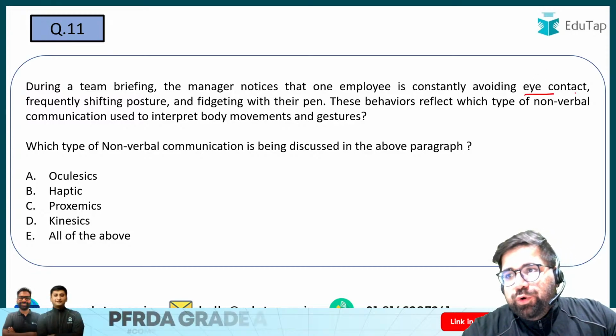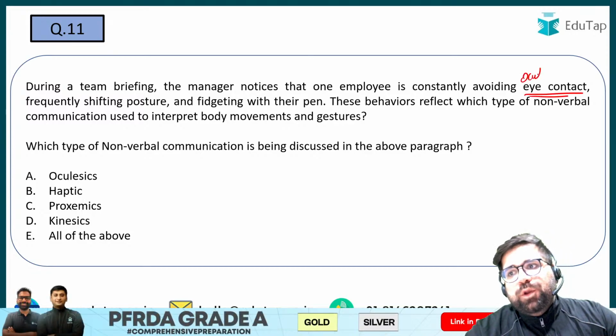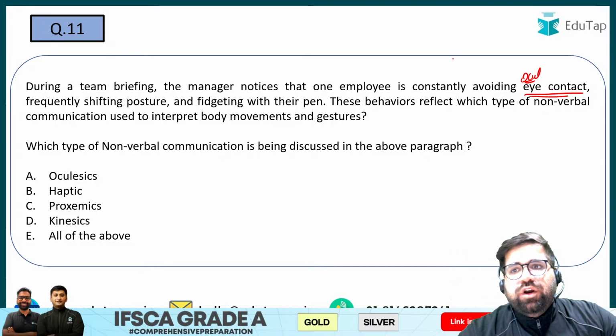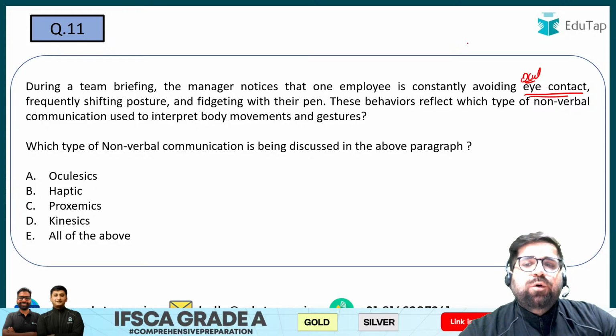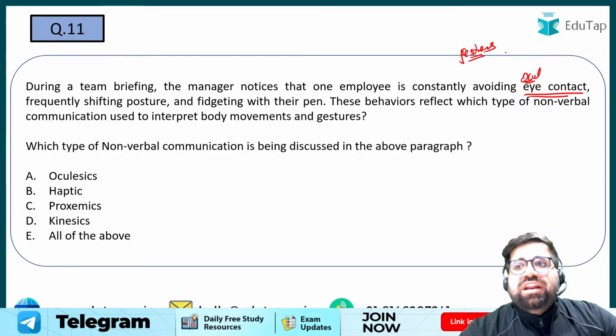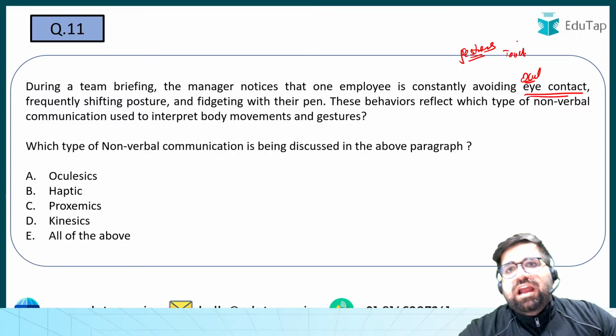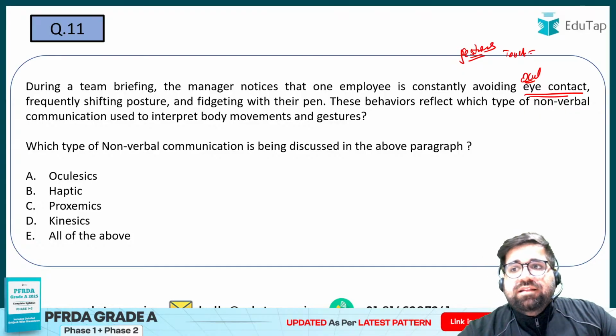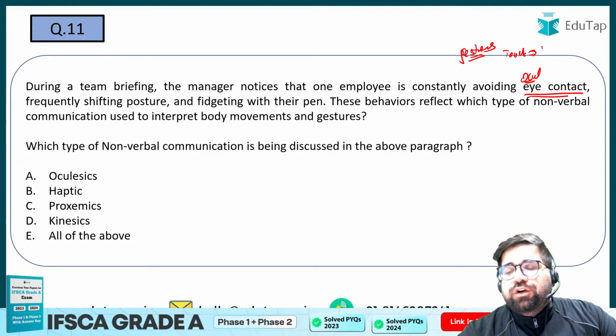See, if it is only eye contact, then your answer can be oculesics, right? If you are only using one particular body part, let's say hand movement or leg movement, then it can be gestures. And if you are communicating with the touch of the hand, like I am patting you on your back to communicate that you have done a good job, then this touch of hand is haptics. But all three are happening over here.